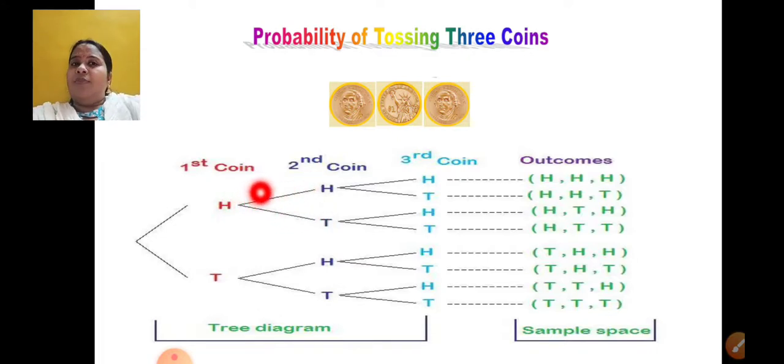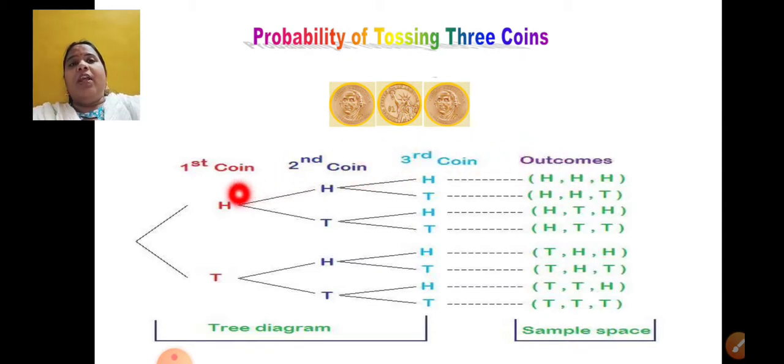H on the first coin, on the second coin it can be H or T, head or tail, correct? When it is tail on the first coin, on the second coin again it can be head or tail. Same thing has to be done for the third coin. Try to understand. Let us understand it like this. First coin head, second coin head, third coin also head. Okay, so H, H, H. This is the first outcome.